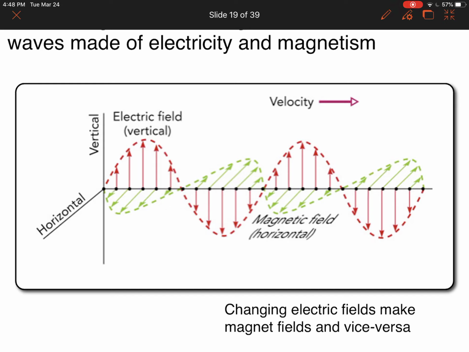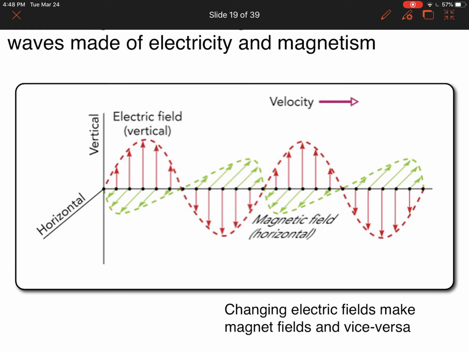So, focus on these two facts first. An oscillating electric field generates an oscillating magnetic field, and an oscillating magnetic field generates an oscillating electric field. These two points are the key to understanding electromagnetic waves.